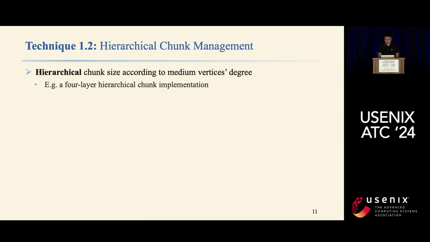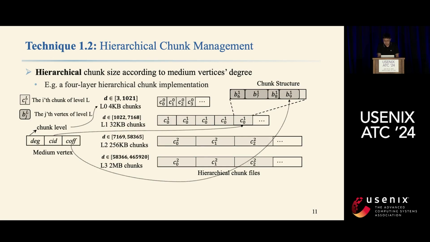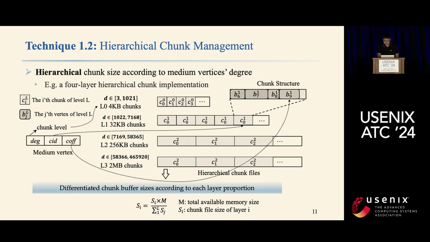The question is, for a medium vertex, how to determine the appropriate chunk size? We implement a hierarchical structure between the basic page and the huge page. Here's an example. We use 4 layers to accommodate different medium vertices according to their degree. The principle is to always try to use smaller chunks to improve I/O efficiency. We also set a buffer in DRAM for each layer and set the buffer size according to the chunk layer size.